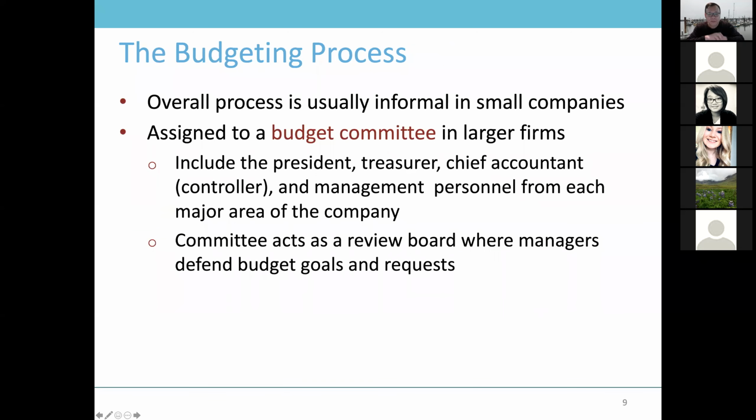Okay, so some of the bigger companies would have a budget committee. They would include people like the president, treasurer, and controller. Together they will try to form a budget. These people definitely have to have a good knowledge of how the company is running. They have to know the numbers. The committee acts as a review board where managers define the budget goals and requests. Okay, so that's the budgeting process.